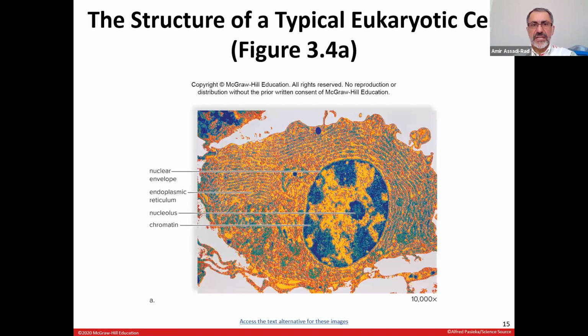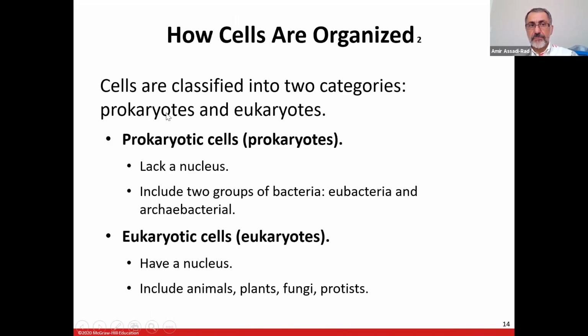So here is a transmission electron micrograph. They cut a cell, and inside of the cell you can see the nucleus right here, and you can see the endoplasmic reticulum, which I will talk about both of them. The nucleus of a cell is the brain of the cell, where all of the genetic material is stored. Remember, the prokaryotes do not have a nucleus.